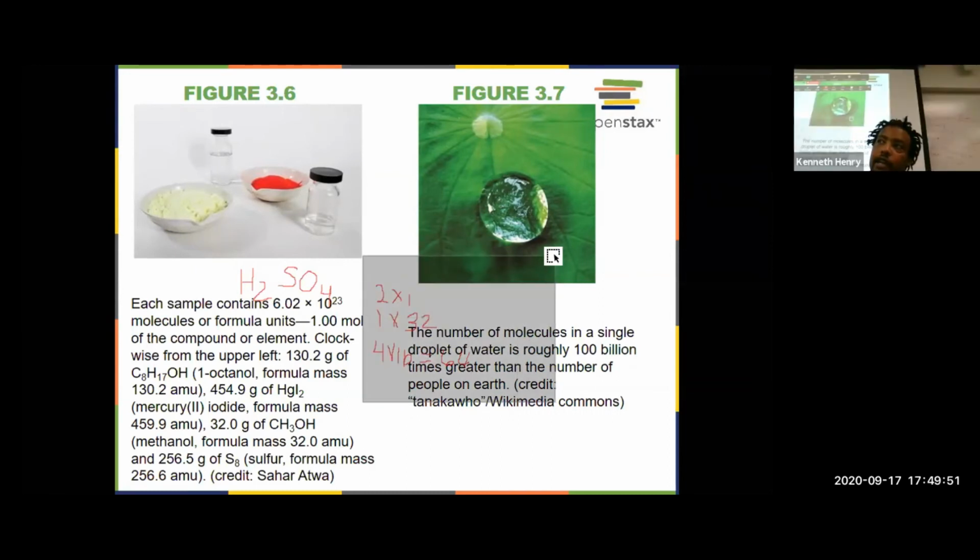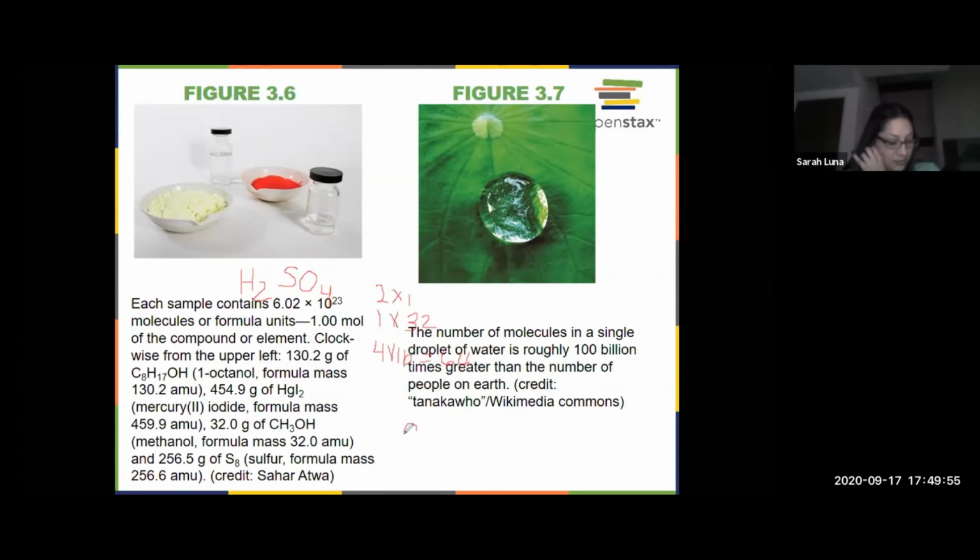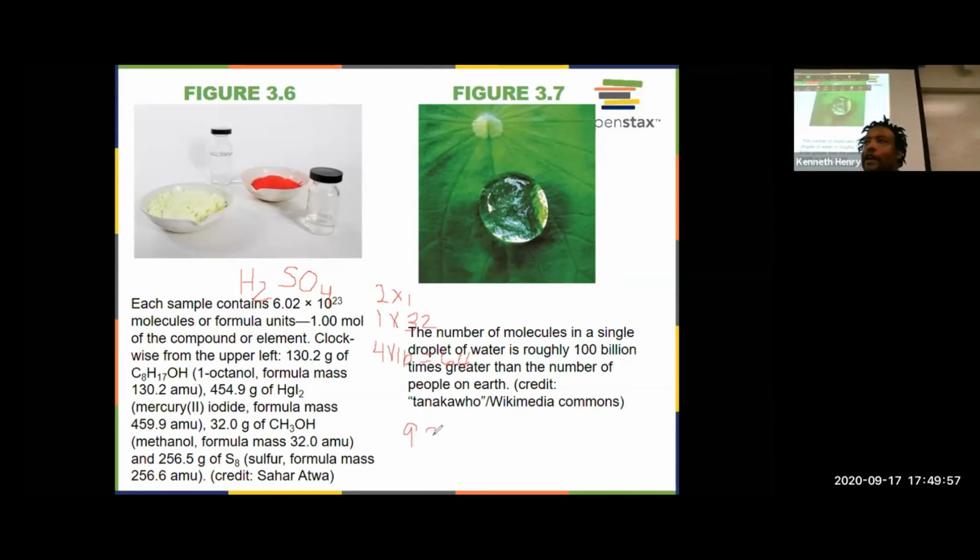So you said 98? Yes. 98 grams per mole. Piece of cake. Okay. So are you feeling pretty good about this? You understand it? You see how it works out, right? Yeah. Okay, good.